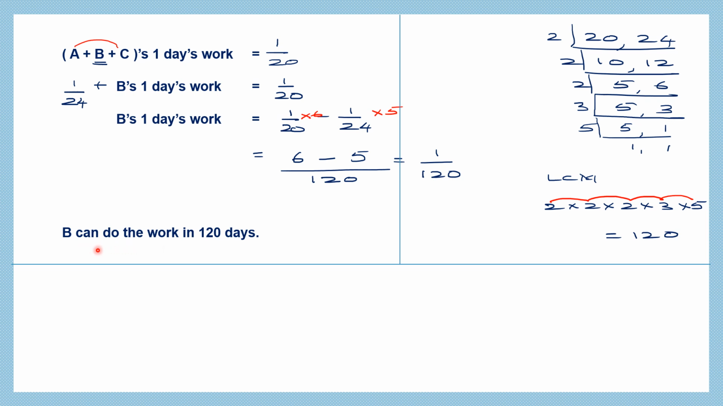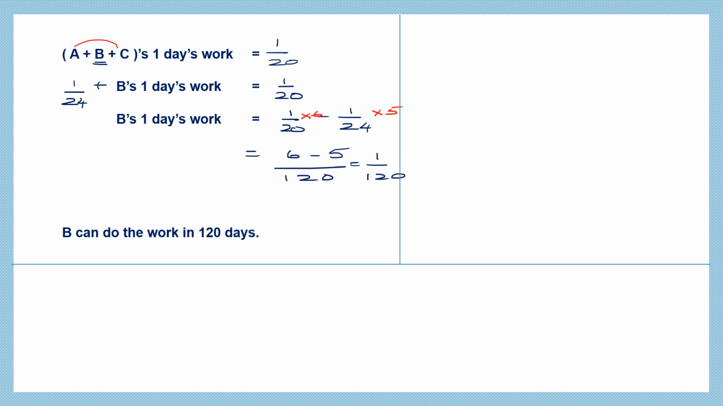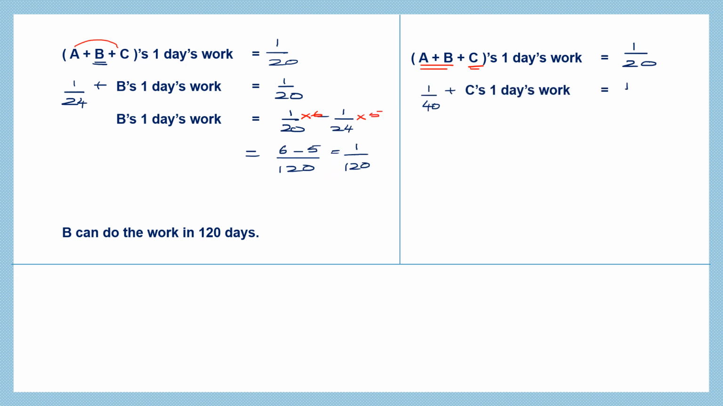So now let's find out the work that C can do. So here also first we need to write A plus B plus C's one day's work, which we already know, that is 1 by 20. Now here we are going to find only C's one day's work. So we have to write A plus B. A plus B is how much? Now A plus B's one day's work is 1 by 40. So that is given to us in the question itself. So here we have 1 by 40 plus C's one day's work, and that is 1 by 20.